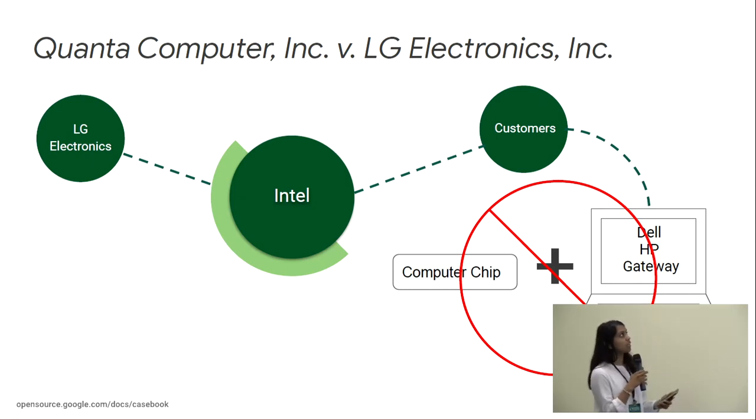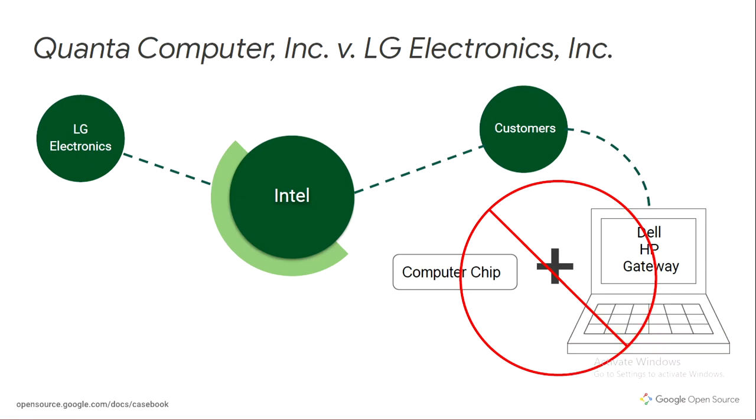The court dealt with this in Quanta Computer v. LG Electronics. So in this case, LG licensed its patents to Intel, saying, when you sell these patents to your customers, you have to tell your customers that they can only use those patents with Intel products. So Intel did that. They told their customers that, but the customers didn't listen. And so one of those, Quanta, would combine the patents with other types of products like Dell, HP, Gateway, et cetera. And so naturally, LG sued Quanta for patent infringement.